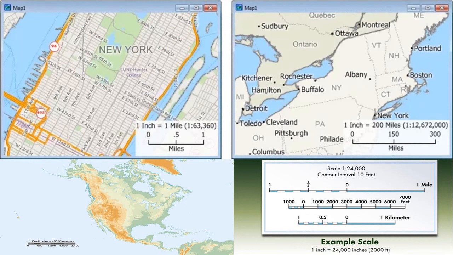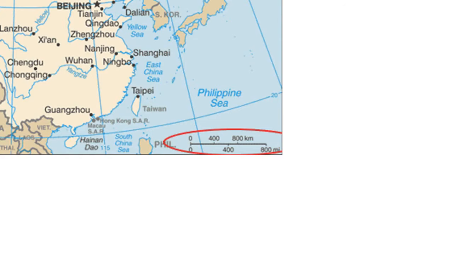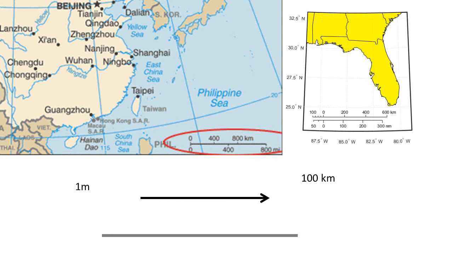Scale. The scale of a map shows the relationship between the distance on a map and the distance on the earth. A scale is used because real distances cannot be shown on maps. For example, on a map of the world, 1 meter can be used to depict 100 kilometers. Remember, the distance on the map is always much shorter than the actual distance on the earth.